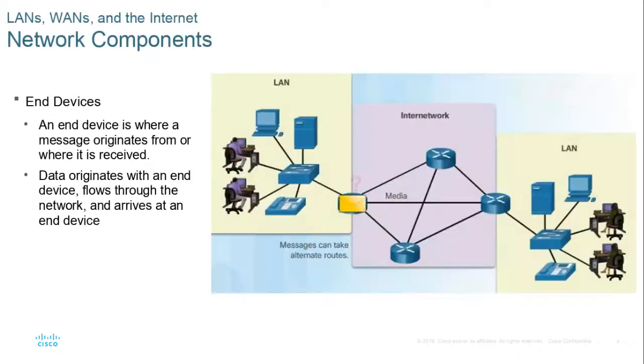So let's see, end devices. An end device originates data or receives data. So when I sent that job to the printer, I originated the print job, and it eventually ended up at the printer, and the printer printed it. So data originates with an end device, goes to the network, and arrives at another end device. The intermediate systems, like the routers and the switches, they choose the path. Just like when you make a telephone call, the telephone company switches choose the best path and make the phone ring of the person you're trying to call.